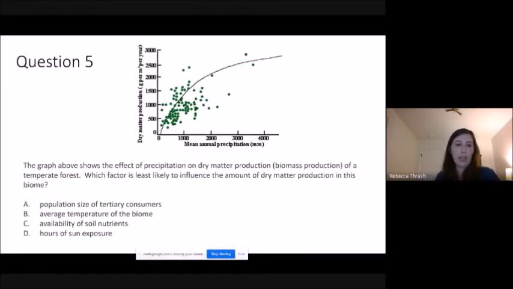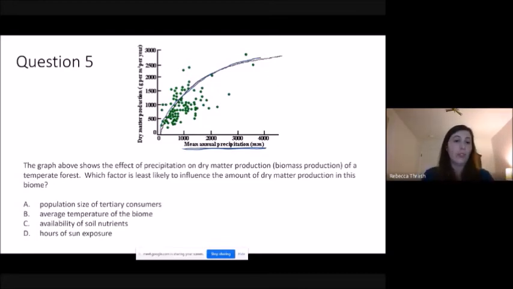Question 5. The graph above shows the effect of precipitation on dry matter production, or biomass production, of a temperate forest. Which factor is least likely to influence the amount of dry matter production in this biome? So let's take a look at the graph here. As the annual precipitation increases, there seems to be a general increase of dry matter production. More water, more photosynthesis, more productivity.